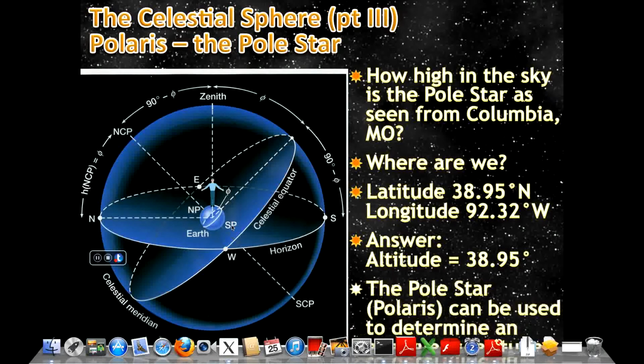The pole star will be used to determine the latitude wherever you are in the northern hemisphere. But if you're in the southern hemisphere, you can't see it.